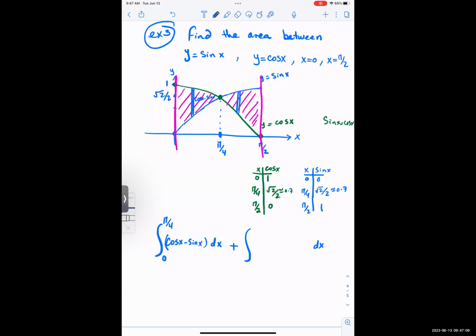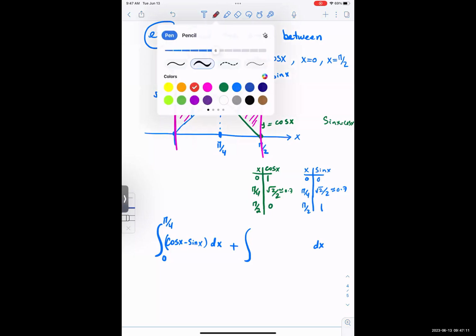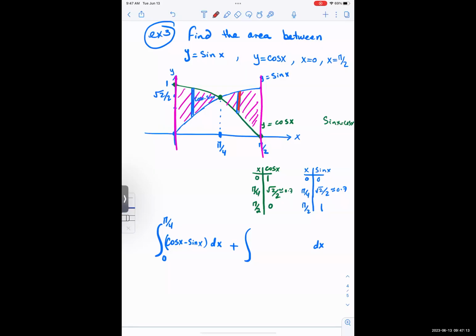For the second part of the graph, let me color code it with maybe red this time. Again, it's dx, so that's why I put dx. But now the difference is the top one is sine x and the bottom one is cosine x. So here you would have sine x minus cosine x. And then the limits this time go from pi over 4 to pi over 2.